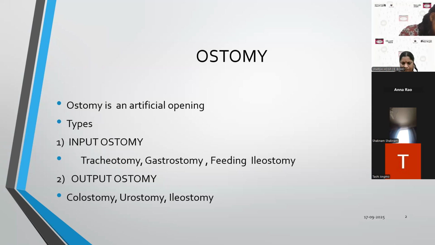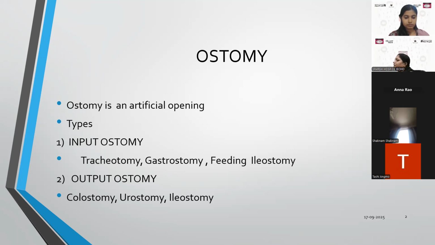So what are the types? There are two types basically, for the purpose: one is input ostomy and another is output ostomy. Some examples of input ostomy are tracheostomy, gastrostomy, and feeding ileostomy. For output ostomy, we have examples like colostomy, urostomy, and ileostomy. It will depend on the disease of the patient and what the stage of the disease is, because it will depend whether it will be closed, or in the later stages the patient has to stay and live with it throughout his remaining life.